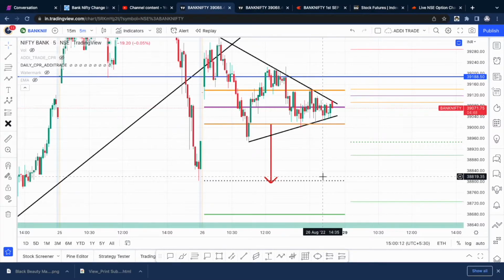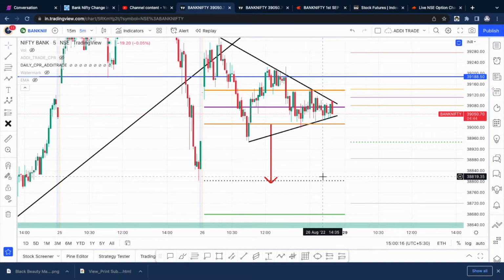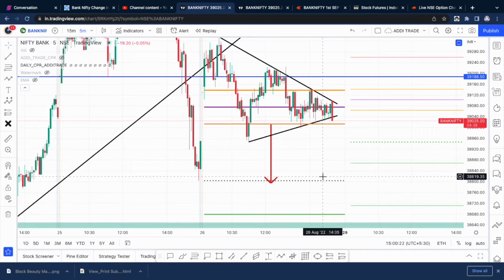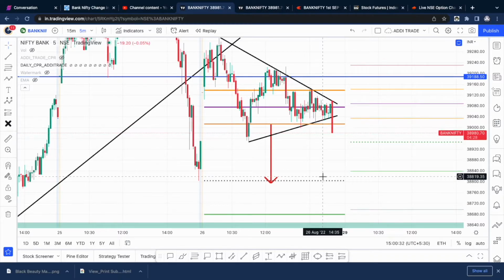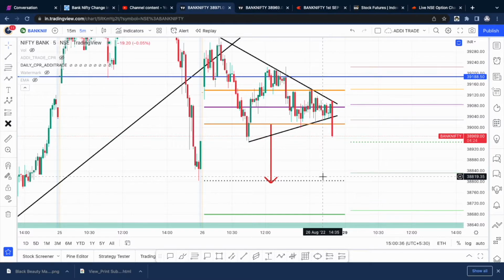And this is exactly at 3 o'clock. If you see the time now, it was exactly at 3 o'clock where on the 5 minute we got this small green candle, and from the 3 o'clock candle we started dipping, and basically all our targets hit. Once this black trend line broke and we came below CPR, that's when I was pretty confident that all our targets will get hit today.